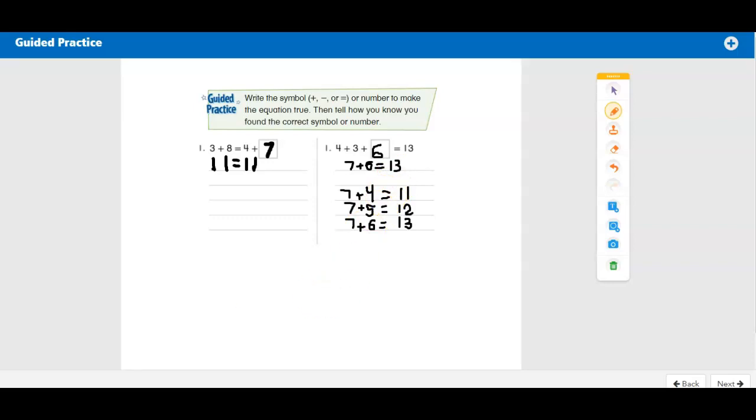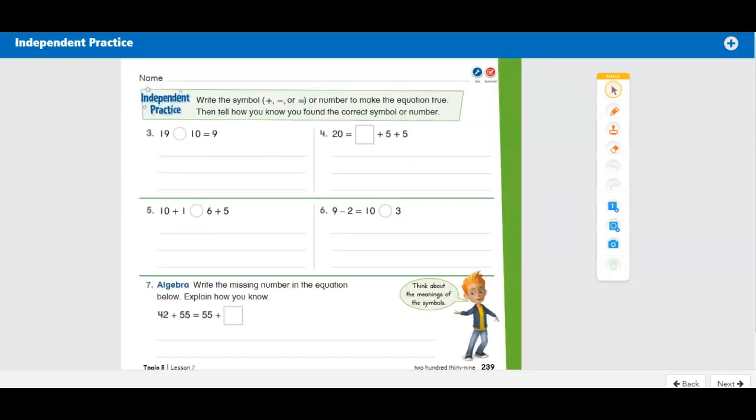Okay, let's look at your independent practice and see what they have for us. All right, on our next page, page 239, we are working on your independent practice. So in your independent practice, it has the same instructions as your guided practice. It wants you to write either the symbol or the number to make the equation true. And then you can use your workspace at the bottom to either write how you know or to show your work with your numbers. That is equally as fine.